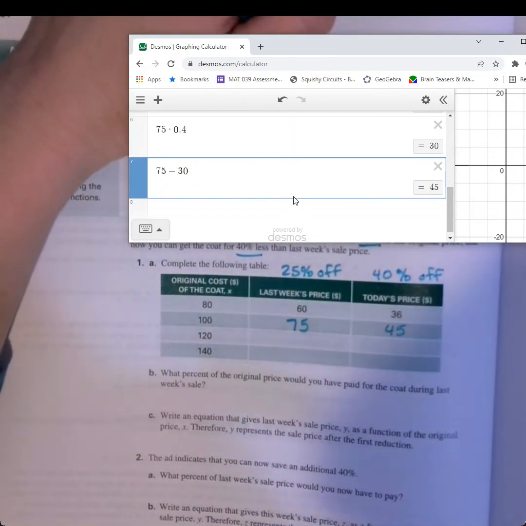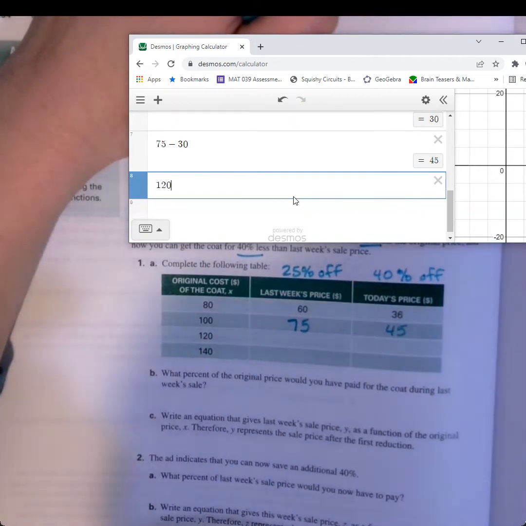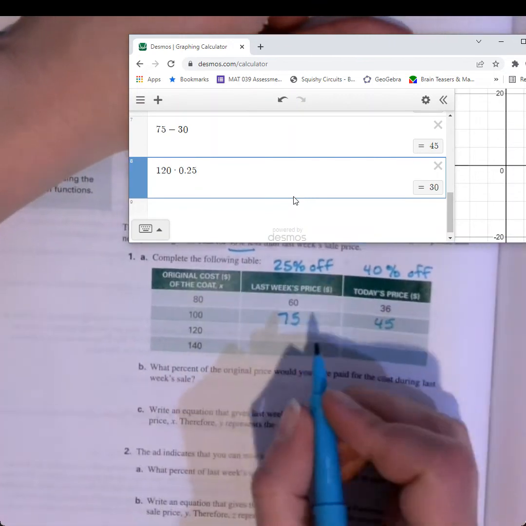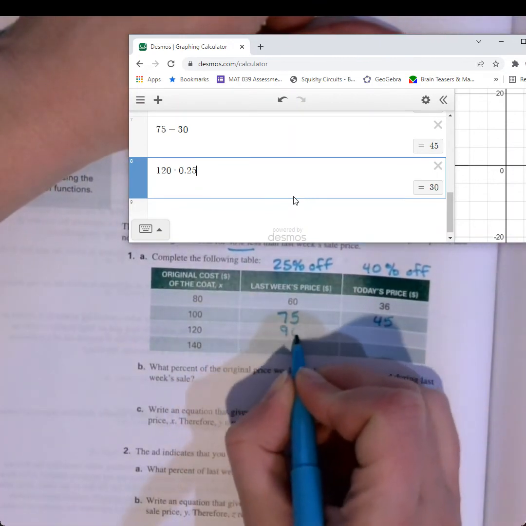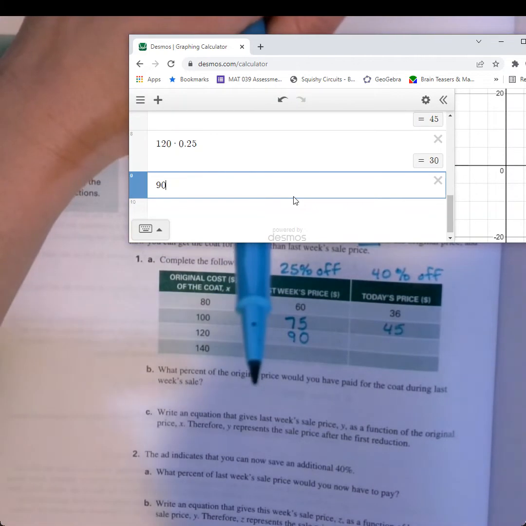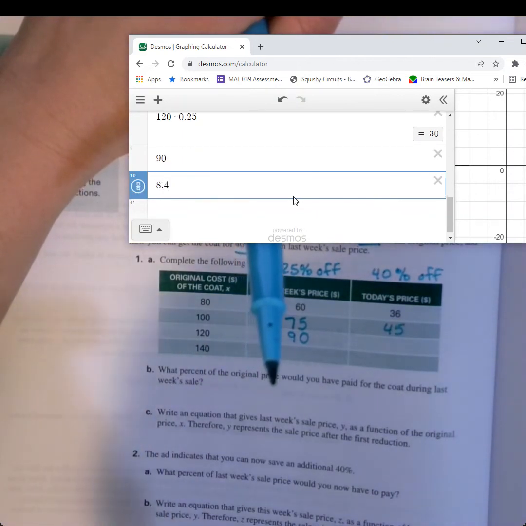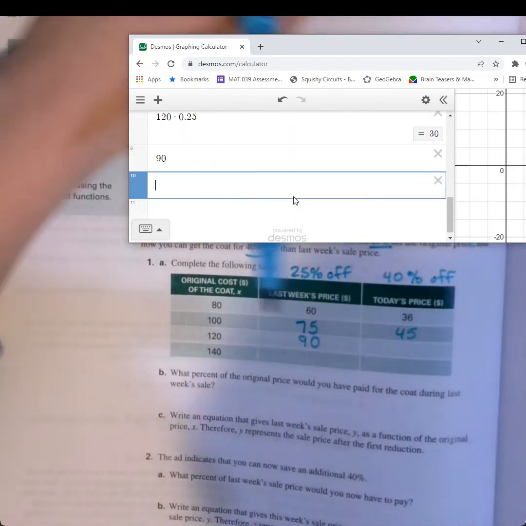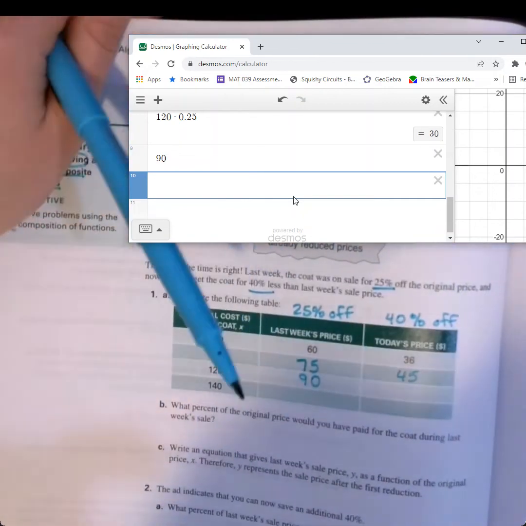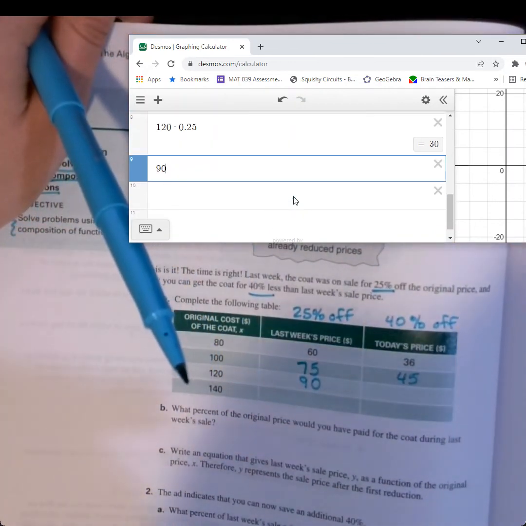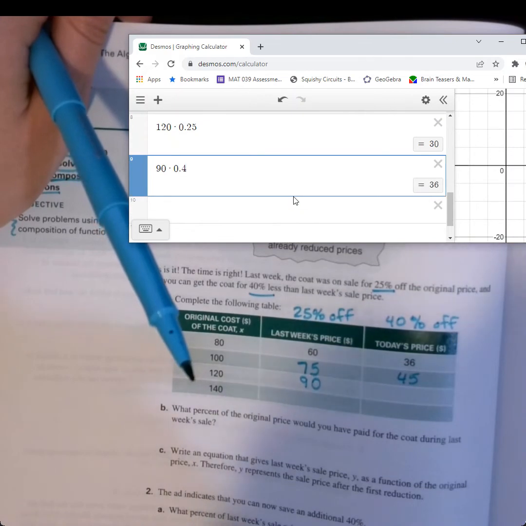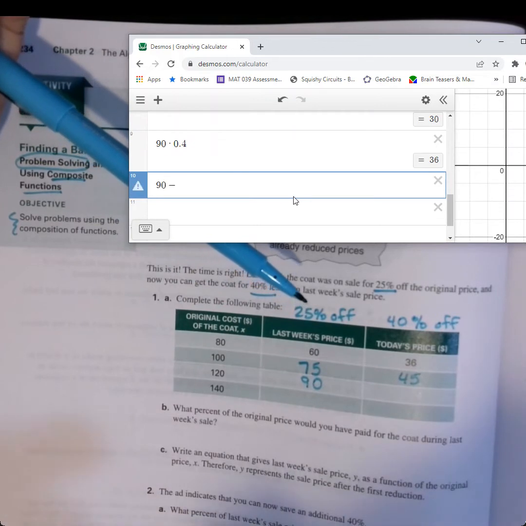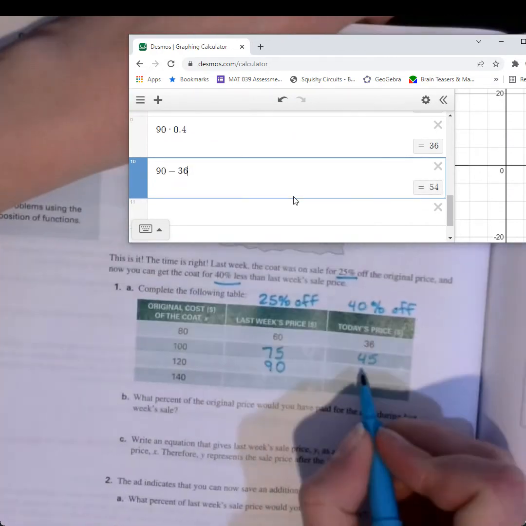And then again, we could do this with the next one as well. If it was $120 and I saved 25%, then I'm saving $30, so I'm still paying $90. And then 90 times 40%, I'm going to save $36, and so I'm going to end up paying $54.